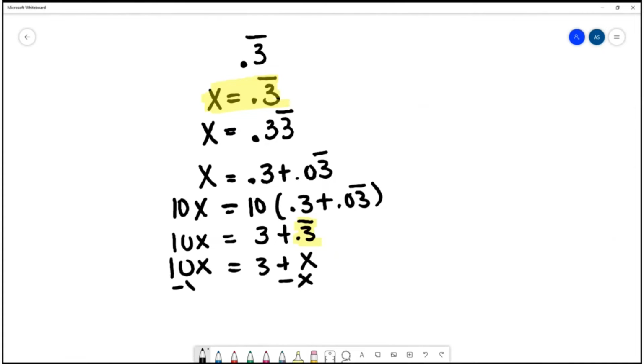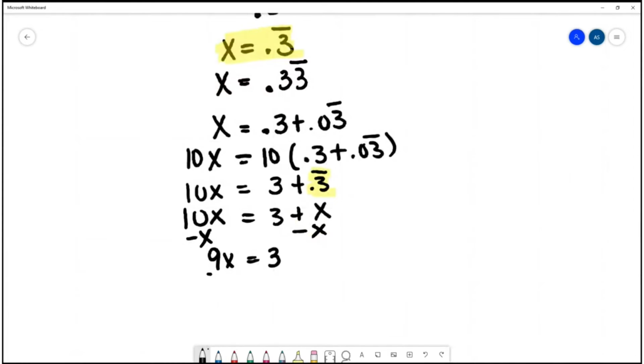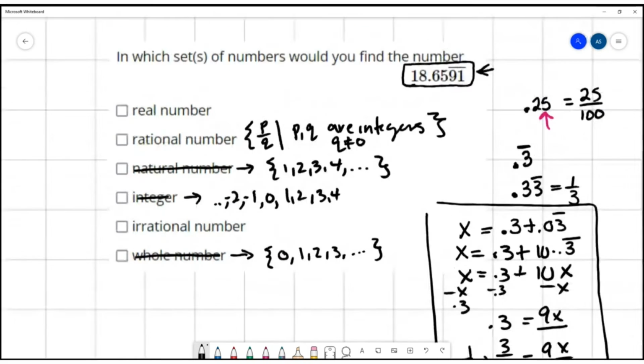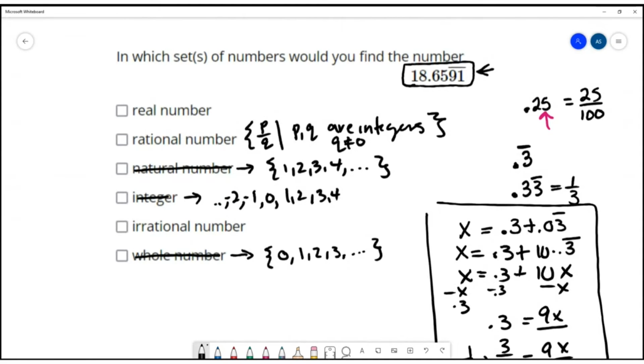So I'm going to solve for x. We'll subtract x on both sides. That gives 9x equals 3. We're going to divide both sides by 9. That's x equals 3/9, which reduces to 1/3. So we can see that the repeating decimal, 0.3 repeating, is the same thing as this rational number 1/3. So for this example, it is a rational number.